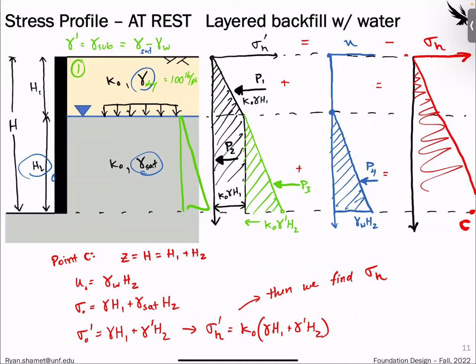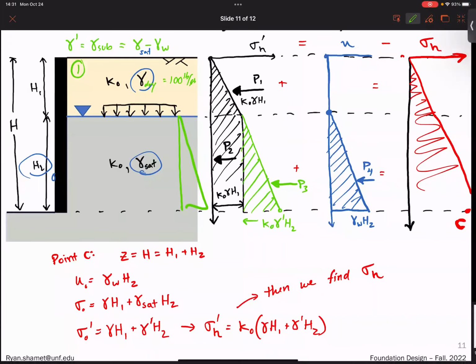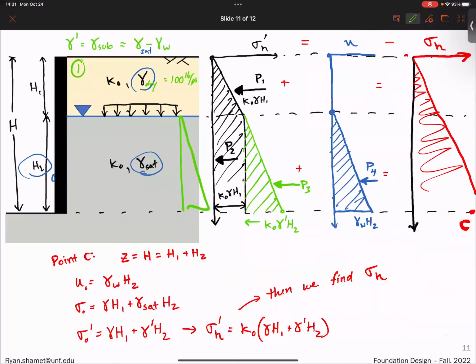If we took this same soil and put it underwater, it would have a perceived density that is less. It would be 100 minus 62.4, so 32. So that's why we separate them here. Now, the other thing I could say too, and hopefully this doesn't add too much confusion.